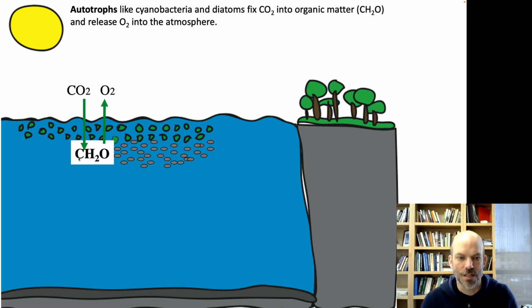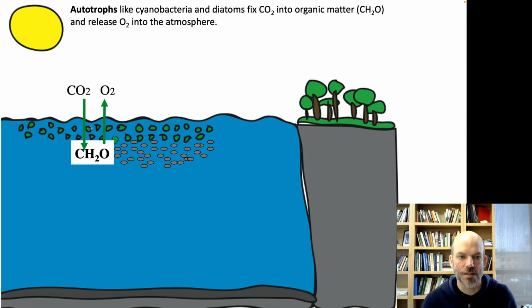Throughout this lecture, I'm going to use CH2O as an abbreviation for organic matter. More specifically, it's an abbreviation for carbohydrates. You might have learned that this is the ratio of these three elements in carbohydrates, and so it's just a nice shorthand for any biomass, any organic matter made by biology, and in this case, from fixing carbon dioxide.